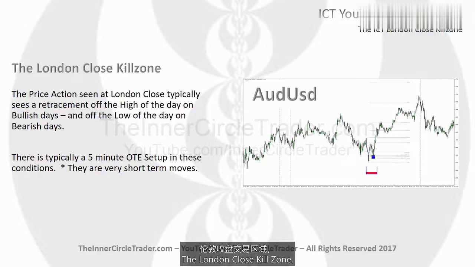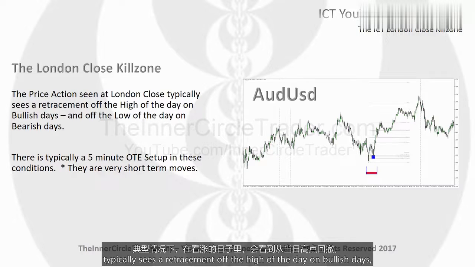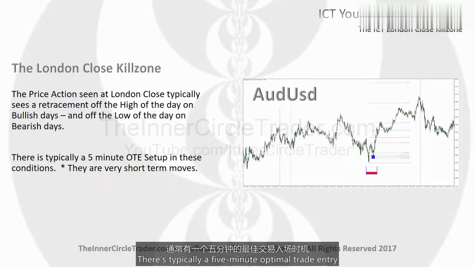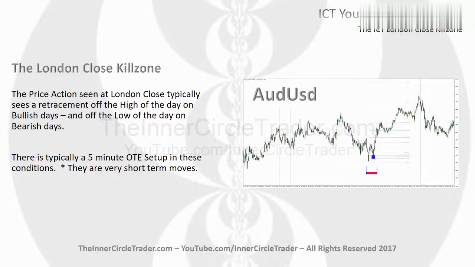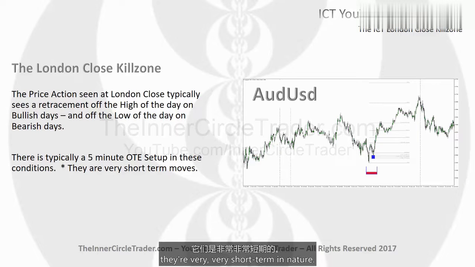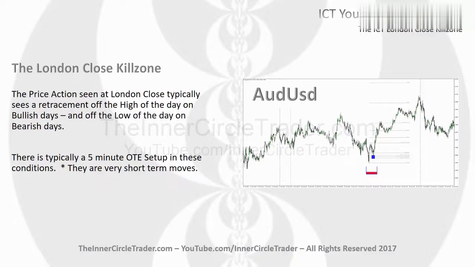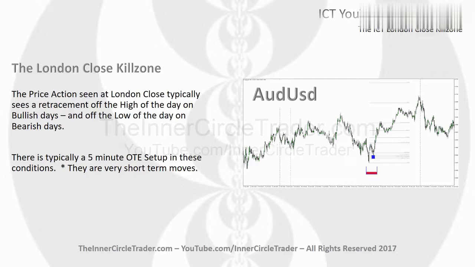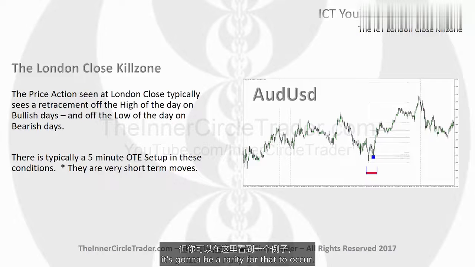The London Close kill zone, if we study this portion of the day, the price action seen at London Close typically sees a retracement off the high of the day on bullish days and off the low on the day that is seen bearish. There's typically a 5-minute optimal trade entry set up in these conditions, but it's very important to remember this. They're very, very short-term in nature. So the moves aren't a lot. They're not like the equivalent of a London Open or a New York Open. It's typically going to be very small, short-term, 10, 15, maybe even 20 pips. If you get anything more than 20 pips, it's going to be a rarity for that to occur.